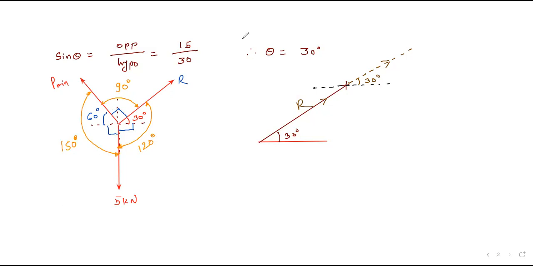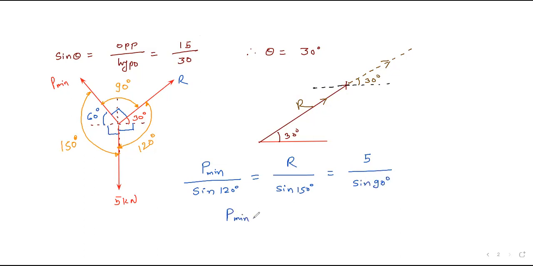Now once we know the angles, we can use Lami's theorem, and all the three forces are moving outward. So in this case, if I use Lami's theorem, then what will I get? Here it is P minimum divided by sine of 120 degree. For the other two forces, you should consider the sine of the angle between them. Then R divided by sine of 150 degree, which is equal to 5 divided by sine of 90 degree. Now you can easily solve this and let me know the value of P minimum and R.